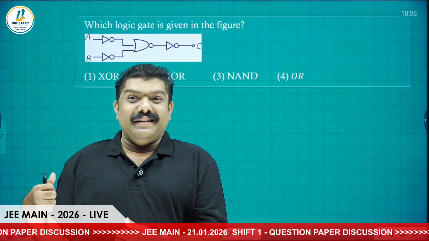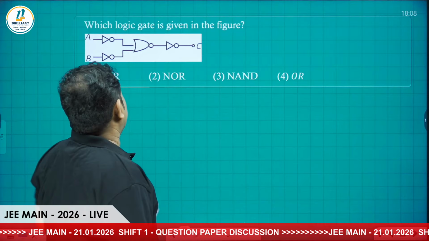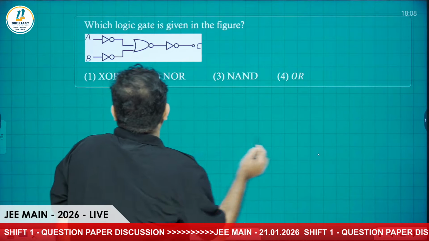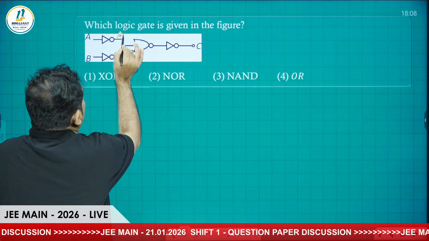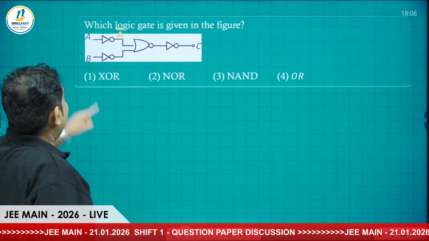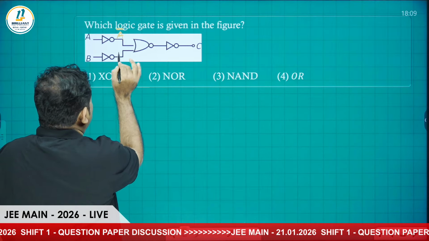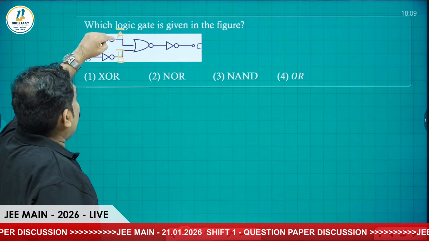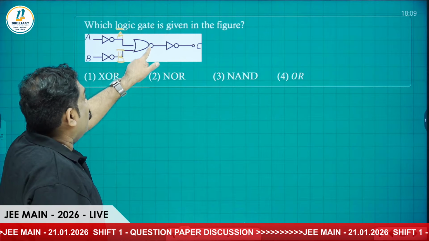We solved this question in the classroom actually. So here, look, which logic gate is given in the figure? First of all, there is an AND gate given, you see. This is a NOT gate. NOT gate means the output will be a complement. And this is also a NOT gate. So here the output is B complement. Now this A complement and B complement are going into a gate and then it is NOT.